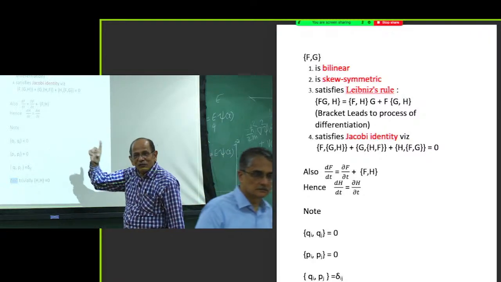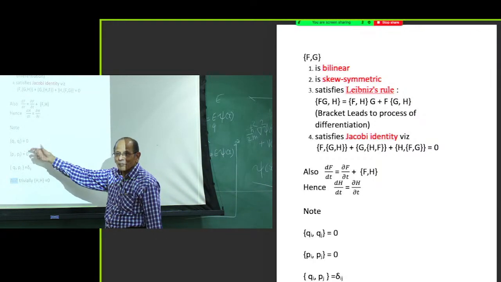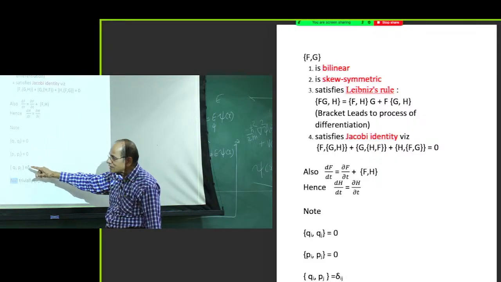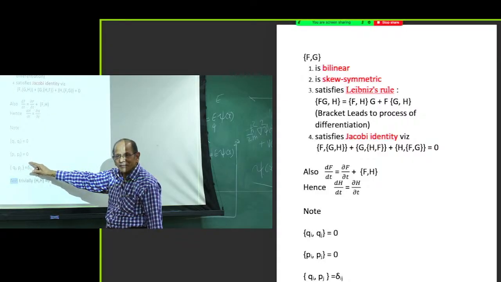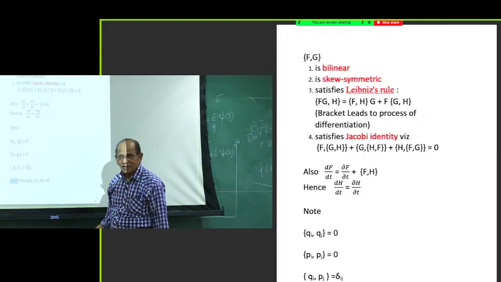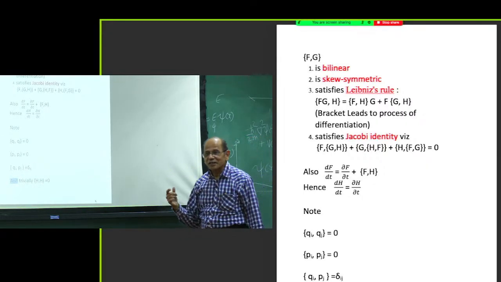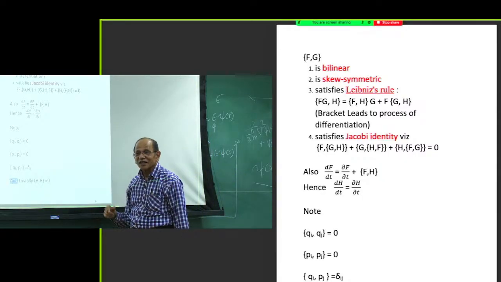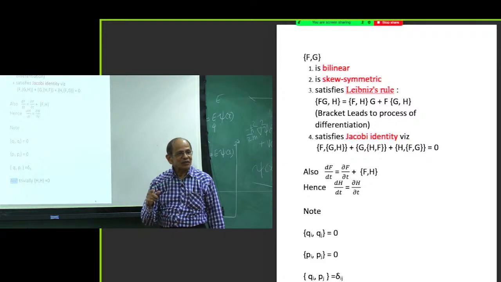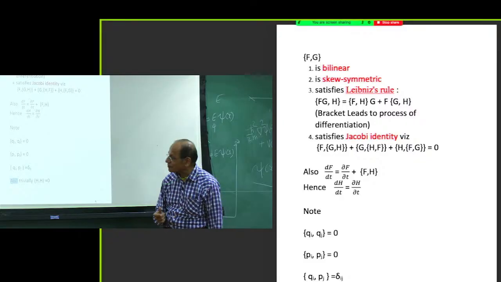Now, there are some very interesting things to note. If you take Qi and Qj, their Poisson bracket turns out to be 0. Look at the definition. This straightaway follows from the definition. Similarly, if you take two P's, the bracket turns out to be 0. If you take Qi and Pj, their bracket is 0 unless i equals j. And if i equals j, then it turns out to be identity. These are the properties that are used when you go to quantum mechanics for writing the commutation rules.